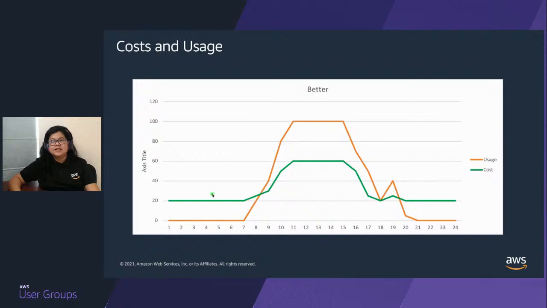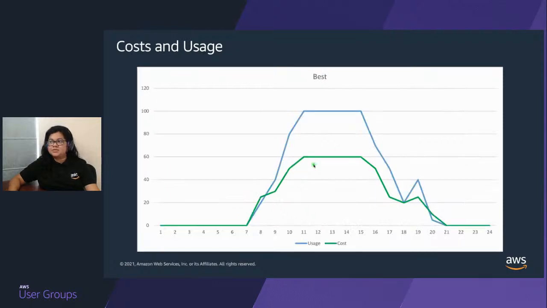The next is you're trying to have it somewhat similar. So for example, my usage is in the orange here and my cost is 20. That's still okay because when my usage increases, my cost is still lower than my usage. The best would be when there is no usage, there is no cost spent. When there is usage, it shouldn't directly be proportional.